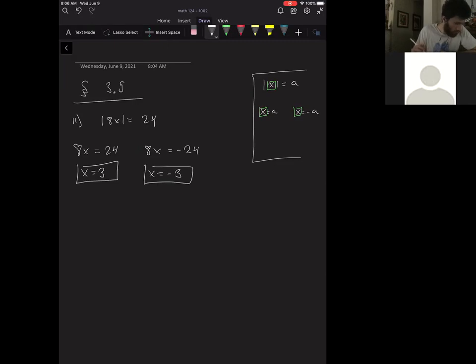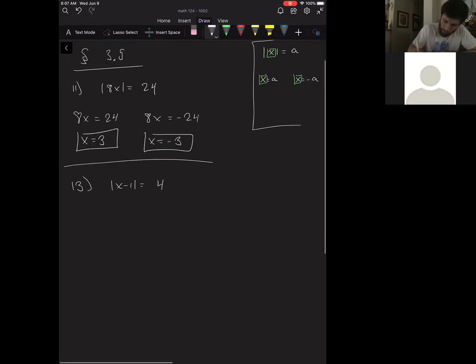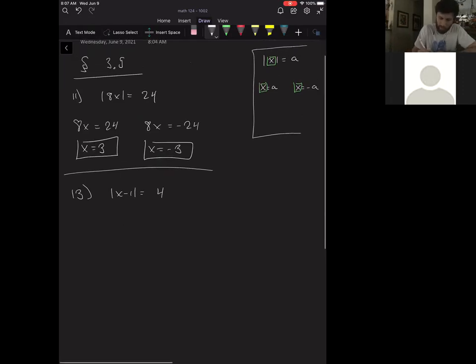All right, so say if we did 13, this one is saying the absolute value of x minus 1 is equal to 4. So now that green box on the top right, the whole thing on the inside, is x minus 1. So we're going to get x minus 1 is 4, and x minus 1 is minus 4. So add the 1 over, we get x is equal to 5. Add the 1 over, we get x is equal to minus 3.